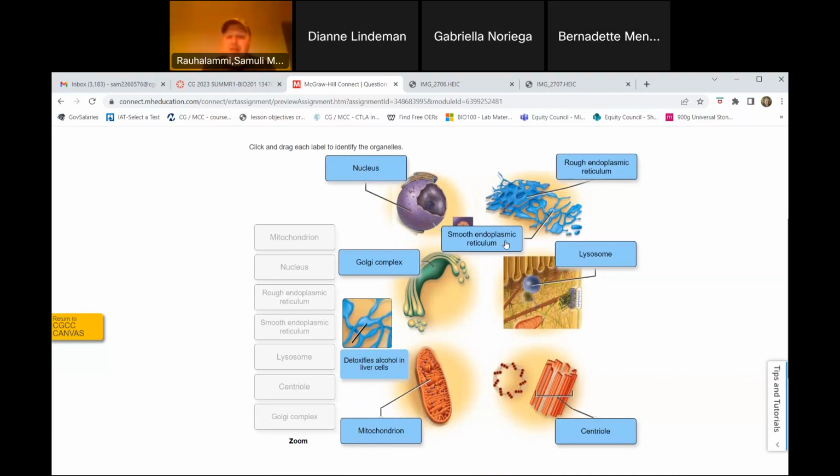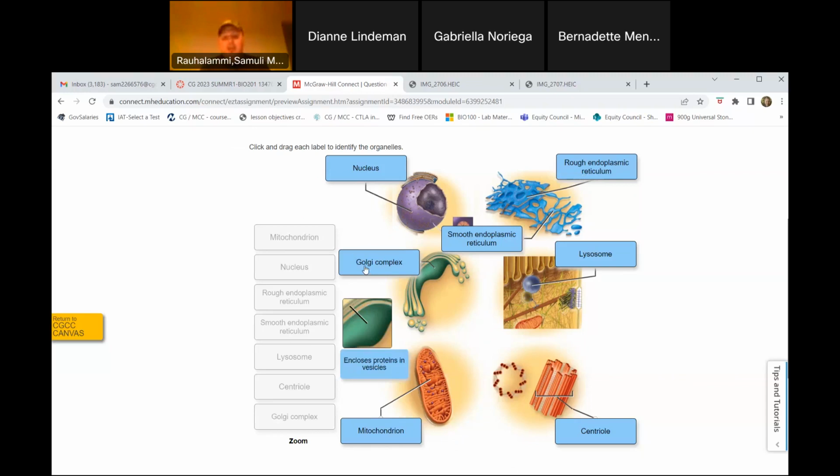Smooth endoplasmic reticulum has many different functions. Rough endoplasmic reticulum contained those ribosomes. So this was the site where we made the proteins based on the instructions from the RNA.